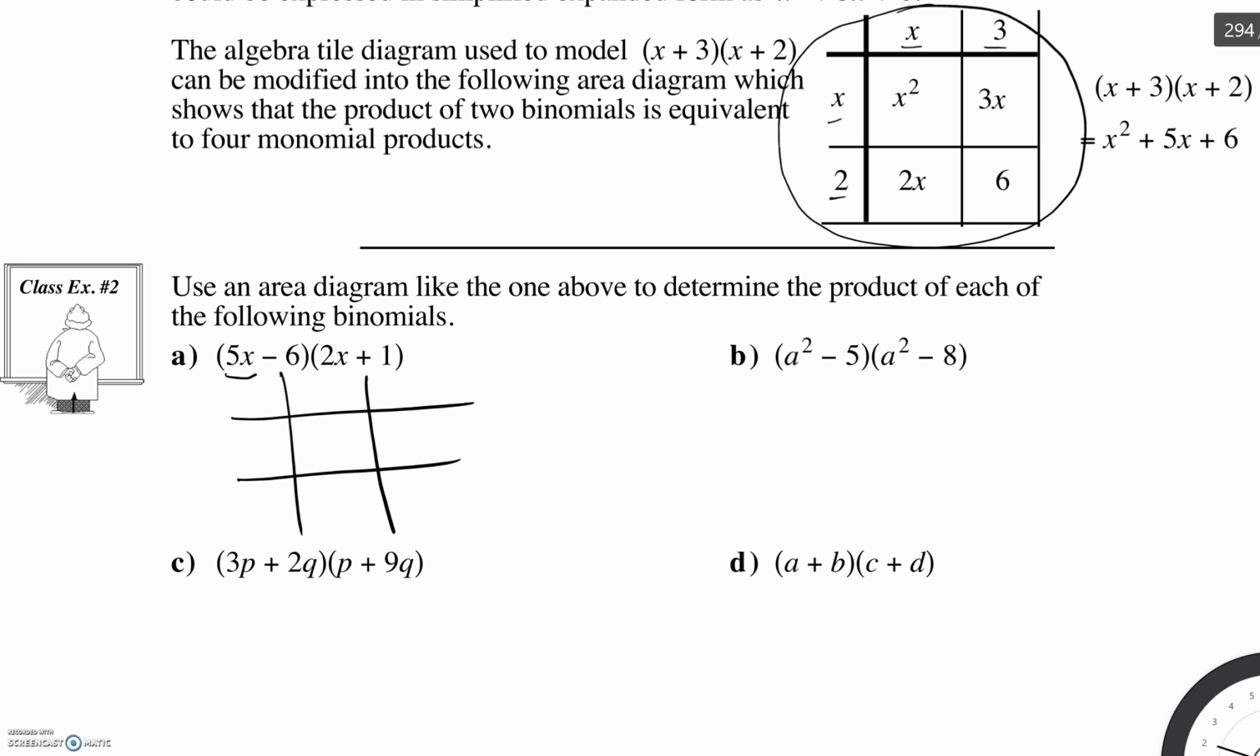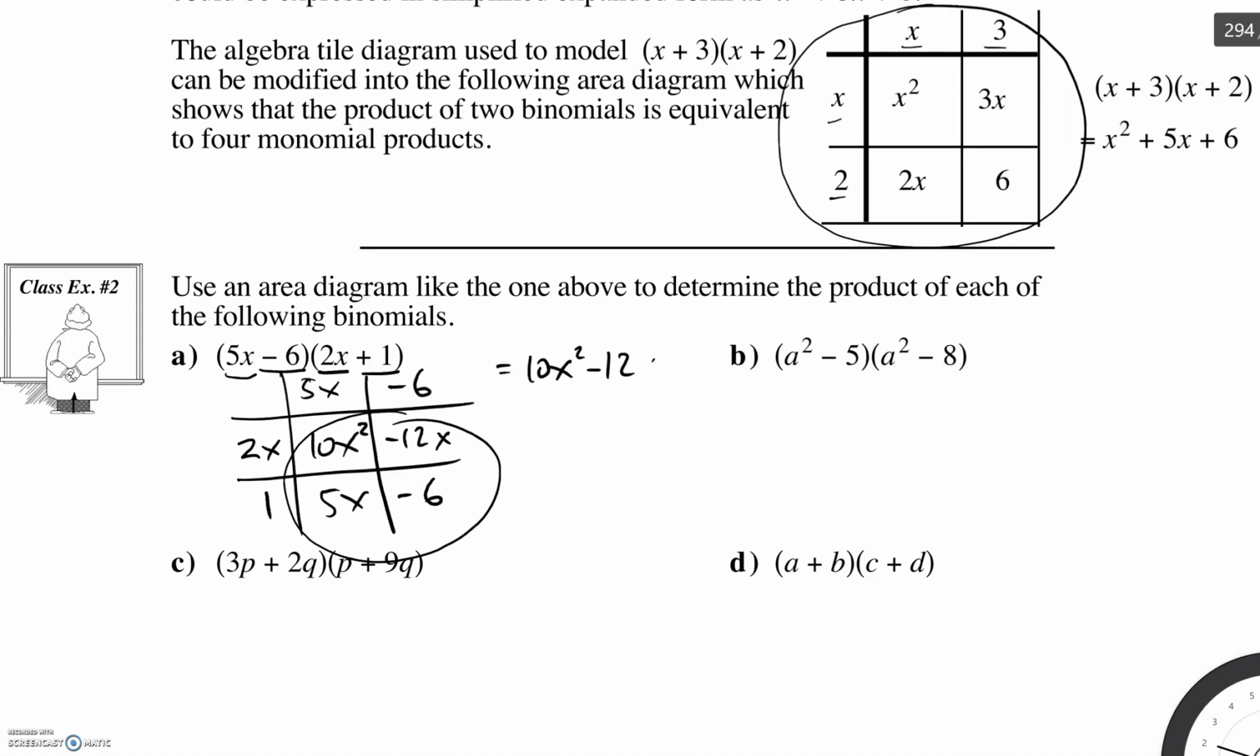Splitting up this term, I got 5x. This is negative 6. It says 2x, and that's positive 1. So 2x times 5x is 10x. 2x times negative 6 is negative 12x. 5x and 1 is 5x. 1 and negative 6 is negative 6. And you just add those together. Adding up all of these, you get, oh, sorry, this is 10x squared. 10x squared minus 12x minus 5x minus 6. And your solution would now be 10x squared minus 17x minus 6.